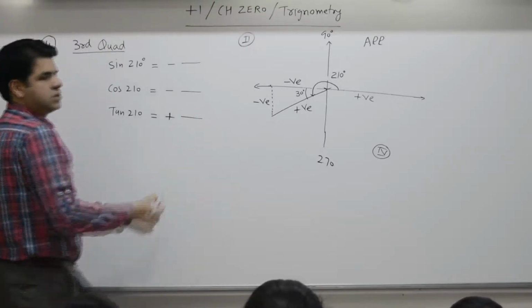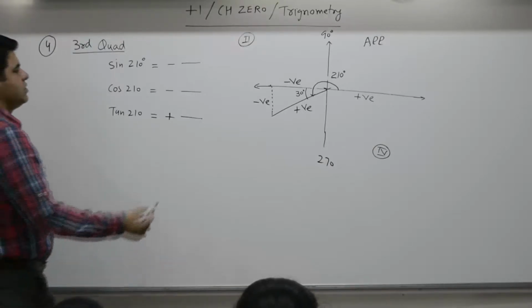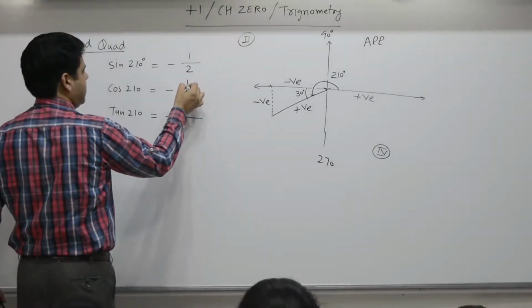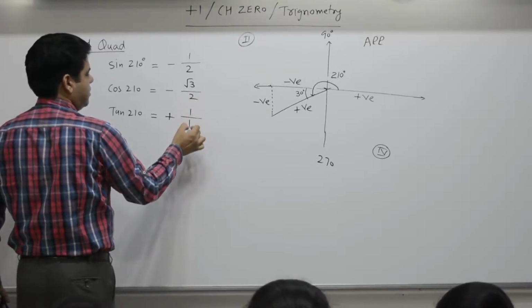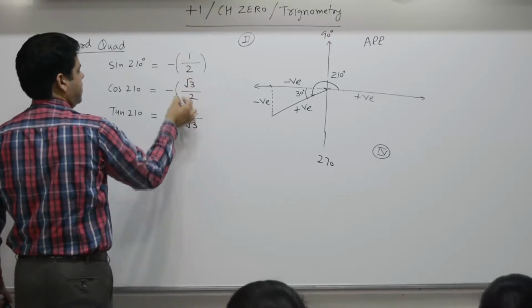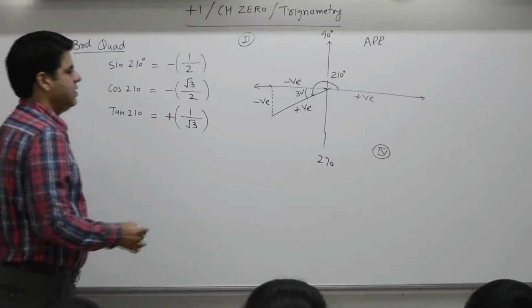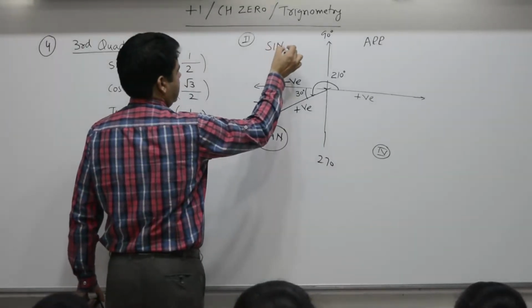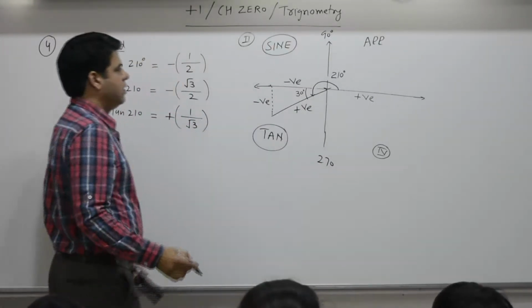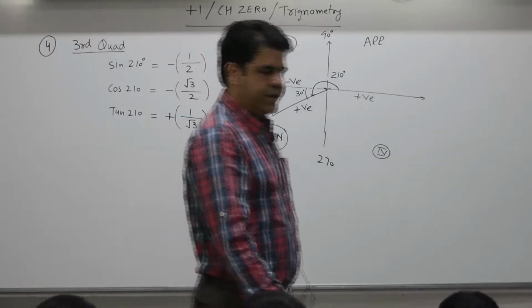Now we have to write the values. Same, sine 30, cos 30 and tangent 30. Sine is negative, cos is negative and tangent is positive. Complete it. One minute to complete, and try and think for the fourth quadrant.